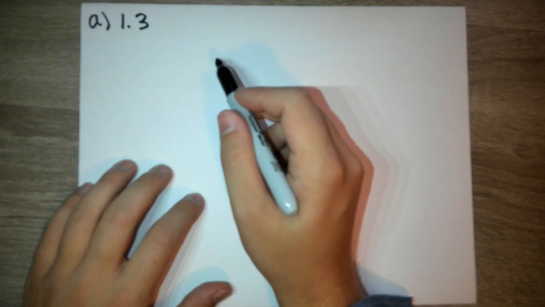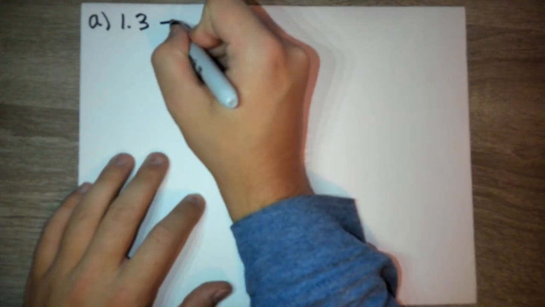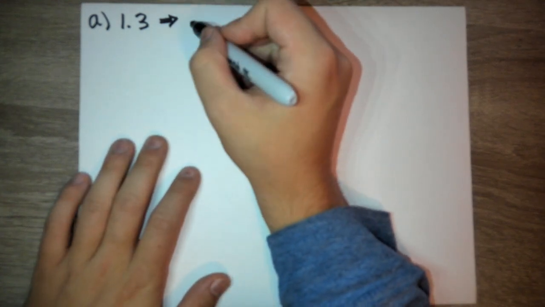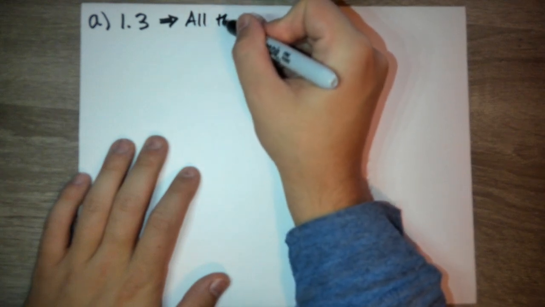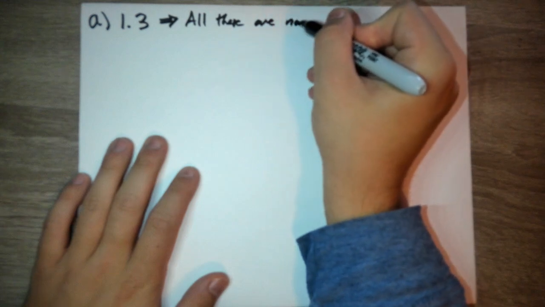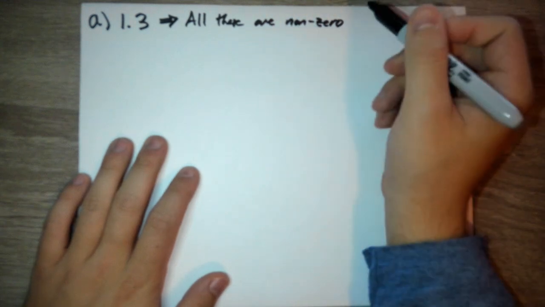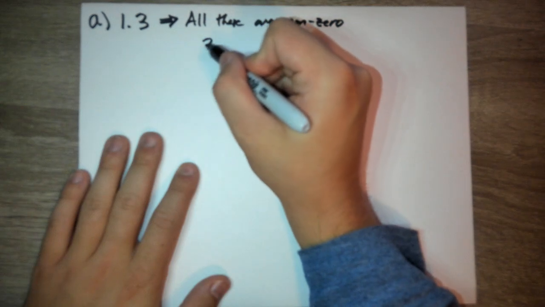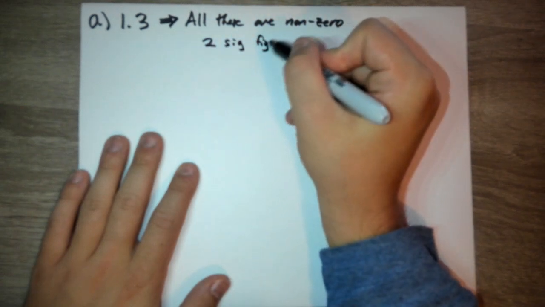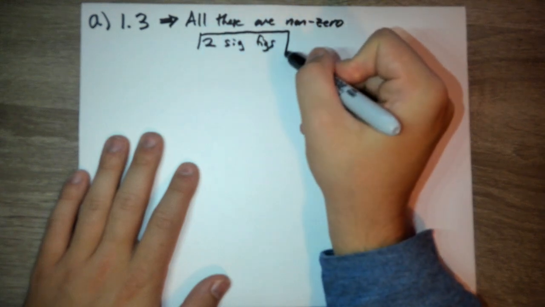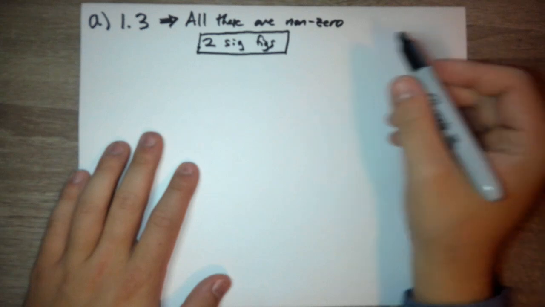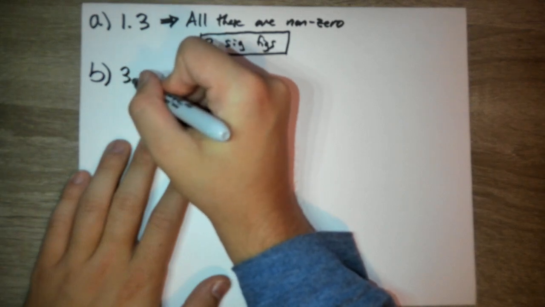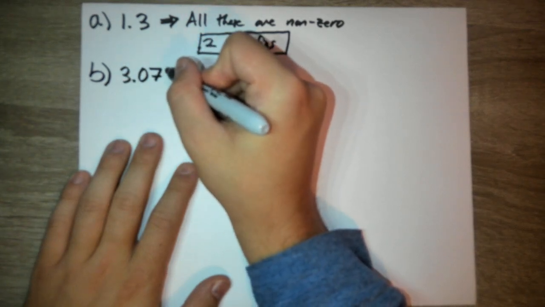1.3. So how many significant figures does this number have? Well, we can go back to our rules and look to see. All these are non-zero. And we know that any non-zero number is significant. Therefore, this number has 2 significant figures. That's simple enough. Let's try a little bit more difficult one. Slowly work our way up.